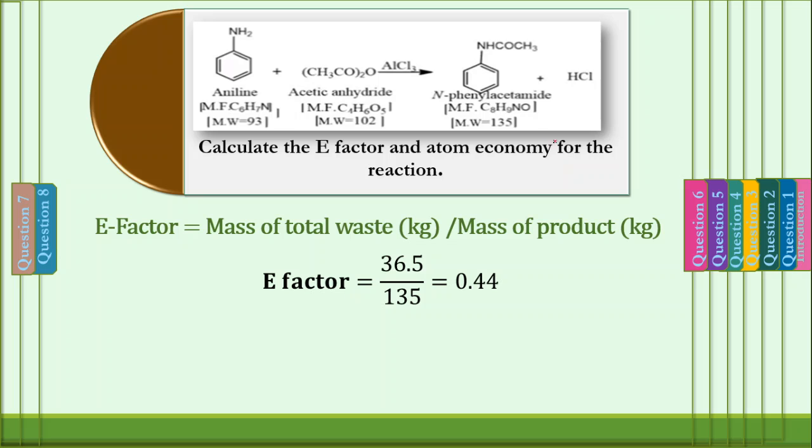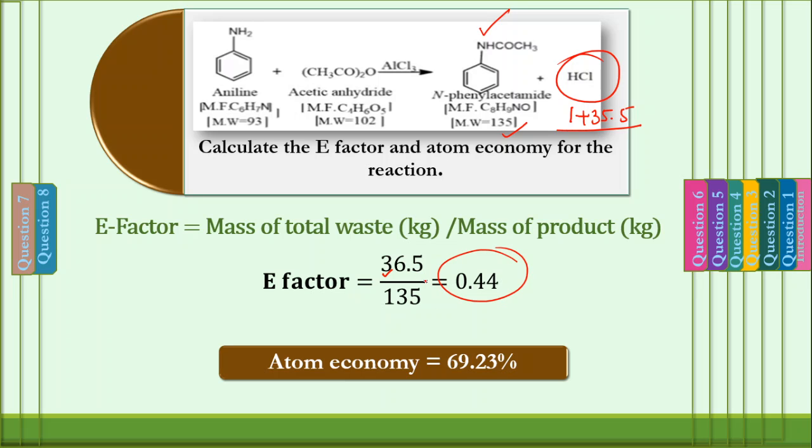Coming to the next question, calculate the E factor and atom economy for the particular reaction. Again, molecular weights are there. So what is the waste? Waste is HCl. What is desired product? Which is acetonamide. अब acetonamide का total भी यहाँ दिया हुआ है. E factor पहले देख लेते हैं. So what is the total waste? Total waste is HCl. H is 1 and Cl is 35.5. So that gives me total of 36.5. Divide by 135 because that is the desired product. So E factor is very less.